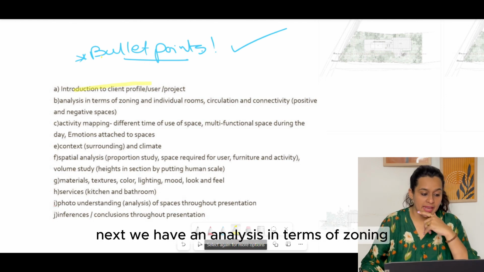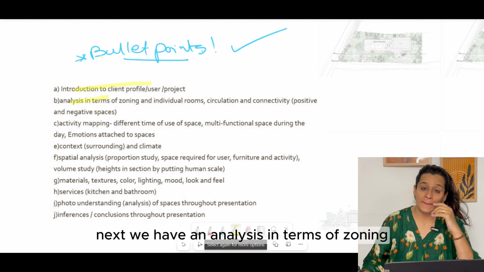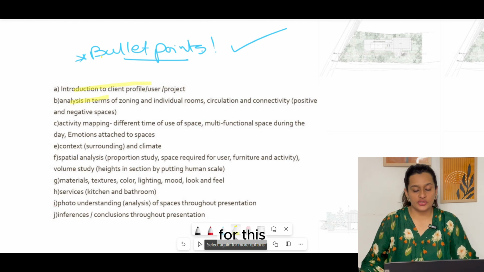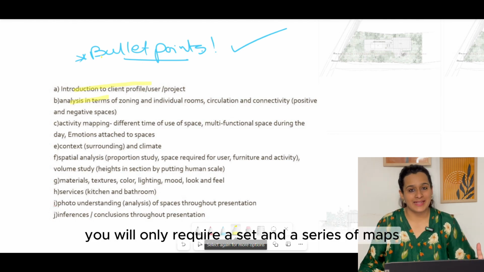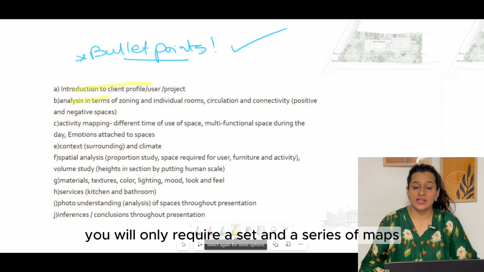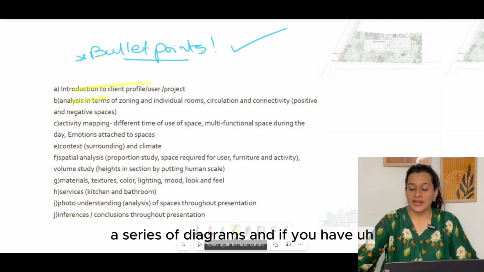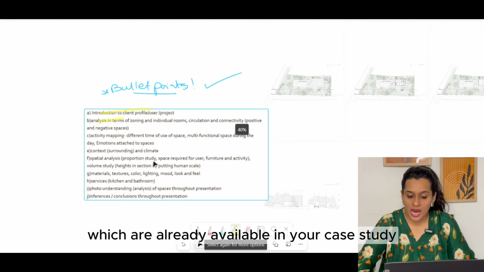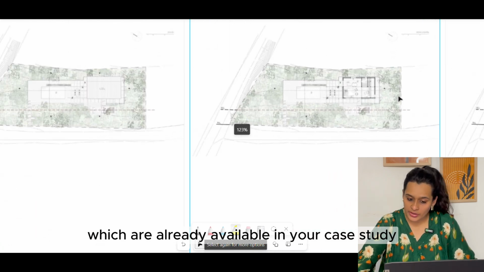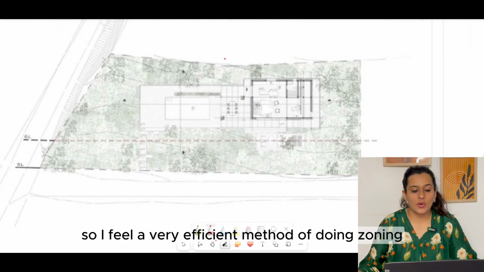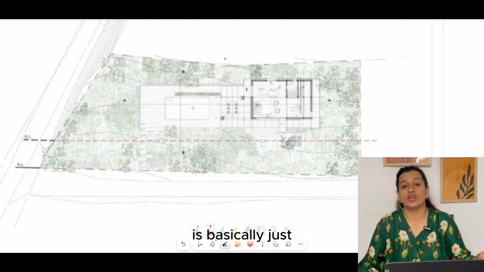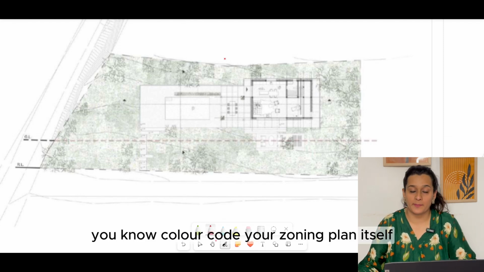Next, we have an analysis in terms of zoning. For this you will only require a set and a series of maps, a series of diagrams, and if you have drawings which are already available in your case study, then there's nothing like it. So I feel a very efficient method of doing zoning is basically just color code your zoning plan itself.